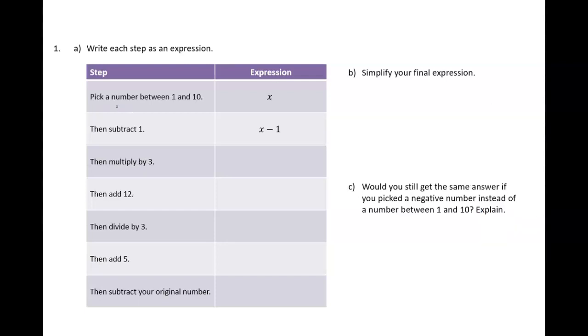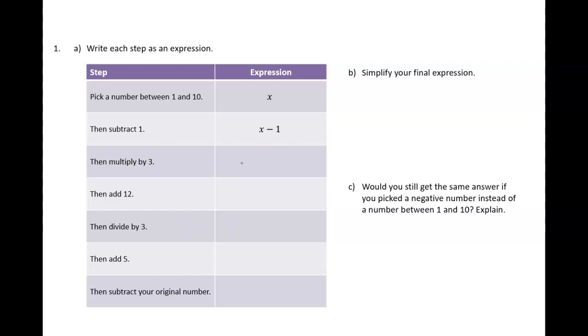So first we pick a number between 1 and 10. And since we don't know what the number is, we like to put unknowns in variables, right? So maybe we could just call that x. That's why we've written x over here. And then our next step was to subtract 1. So that's just x minus 1. We started with x and now we subtract 1.